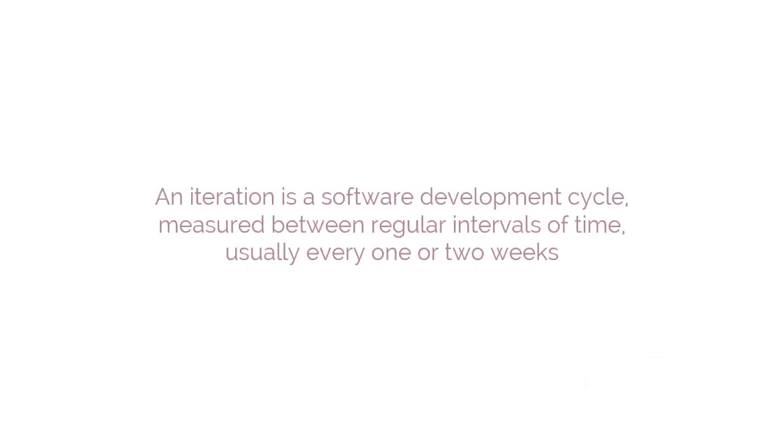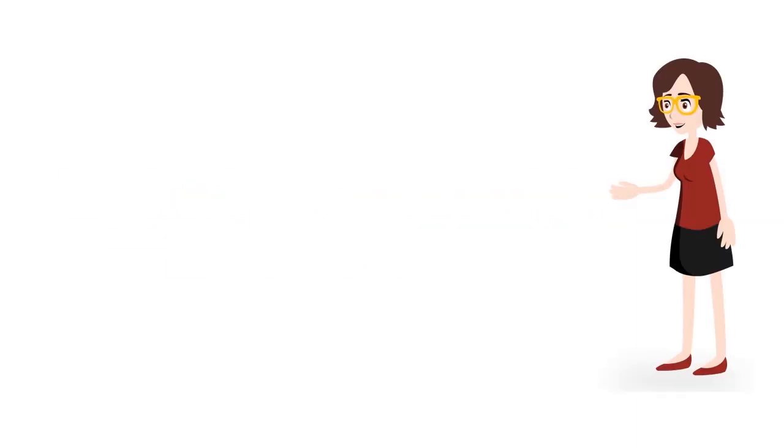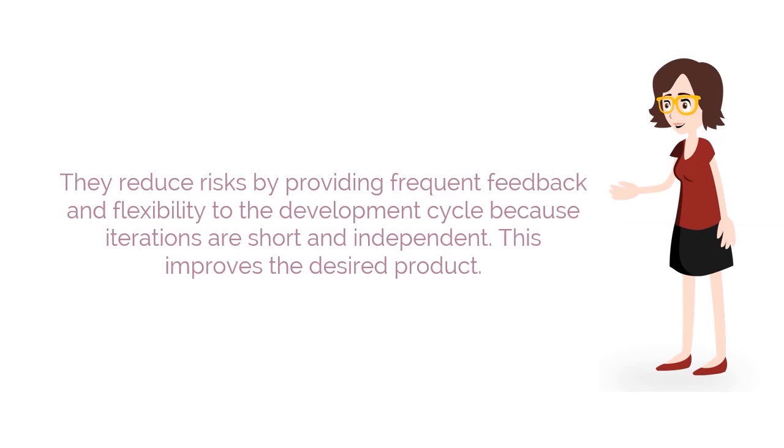An iteration is a software development cycle measured between regular intervals of time, usually every 1 or 2 weeks. It is used in experimental methodologies in which the end result is produced in small parts. As far as XP is concerned, iterations are a critical part of the project. They reduce risks by providing frequent feedback and flexibility to the development cycle because iterations are short and independent. This improves the desired product.